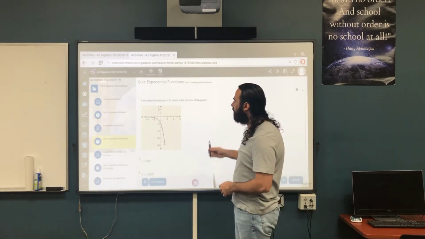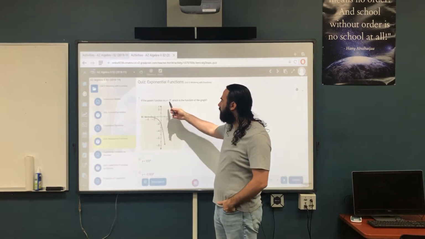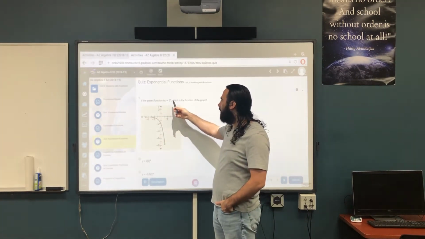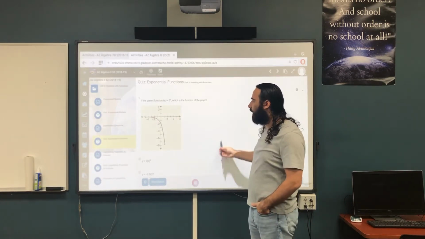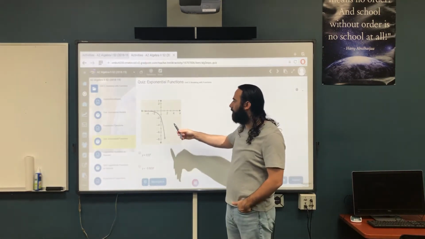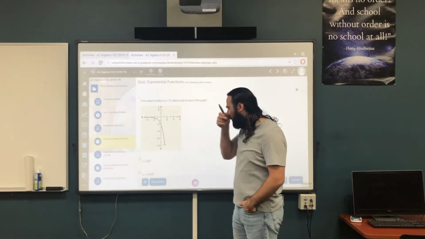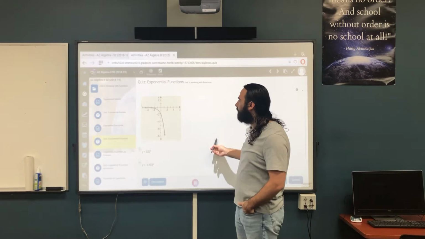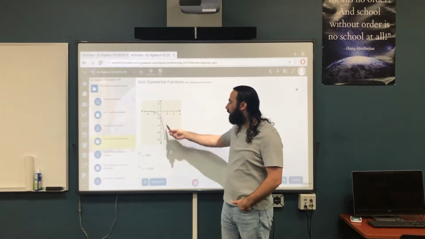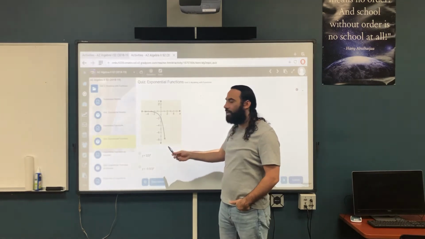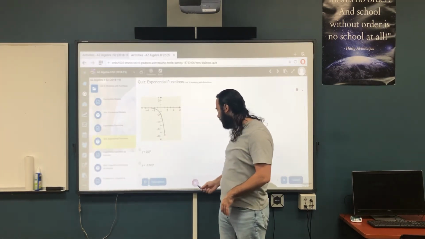So the first question is, if the parent function is y equals 3 to the power of x, which is the function of this graph? Now we know that the parent function is 3 to the power of x. The easiest way to do it is to check, first of all, it's going down. As you can see, the graph is going down, which means, let me do this thing.